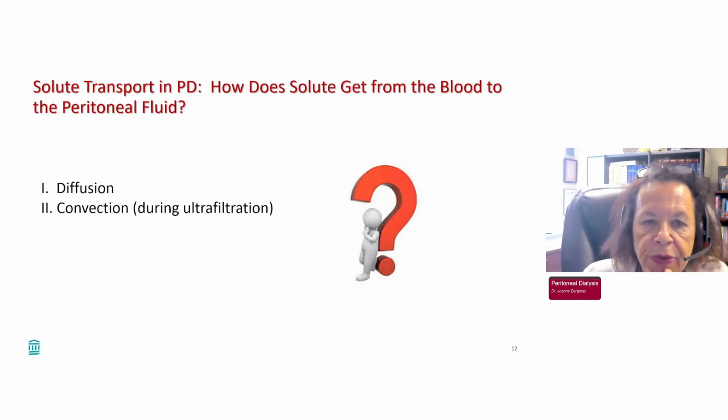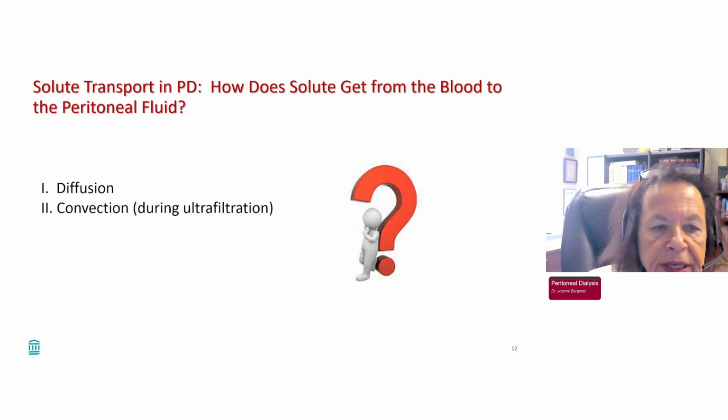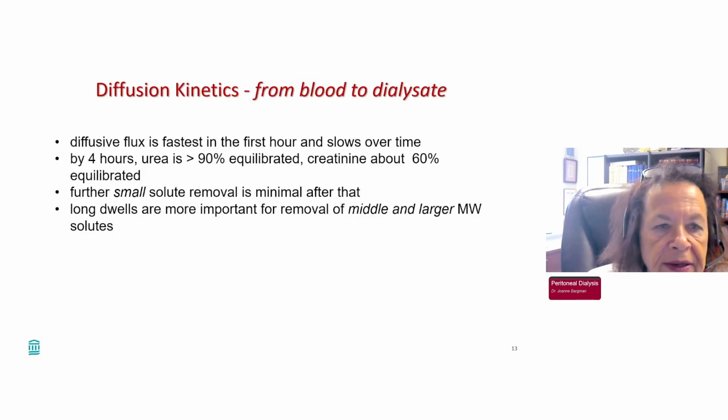So, how does solute get from the blood to the peritoneal fluid? Well, just like hemodialysis, by diffusion, and also by convection during ultrafiltration. Diffusion from the blood to the dialysate is going to be fastest in the first hour, because that's when the concentration gradient is the most, but then it lessens over time. And we know just by measuring it that after about a 4-hour dwell, urea is more than 90% equilibrated, whereas creatinine, which is a bigger and slower moving solute, is about 60% equilibrated.